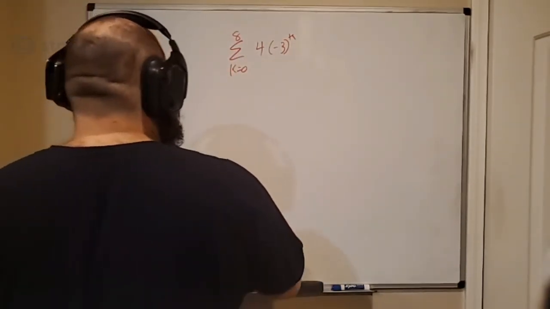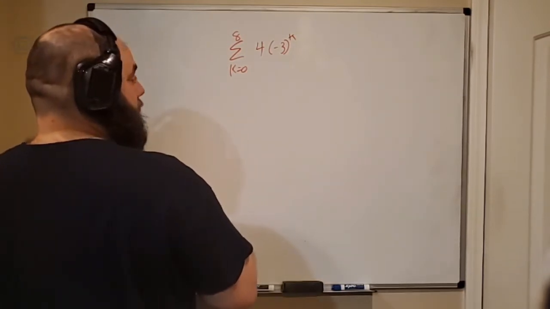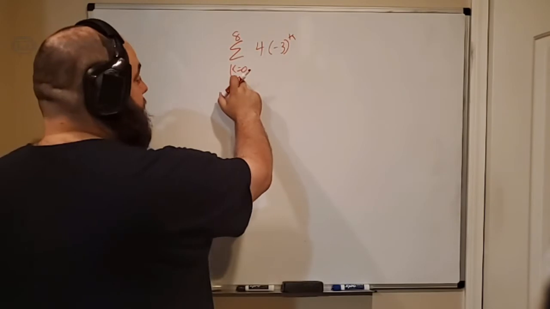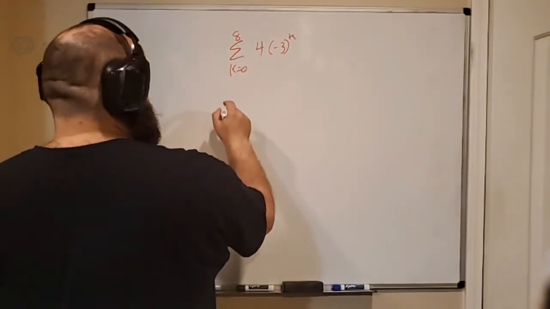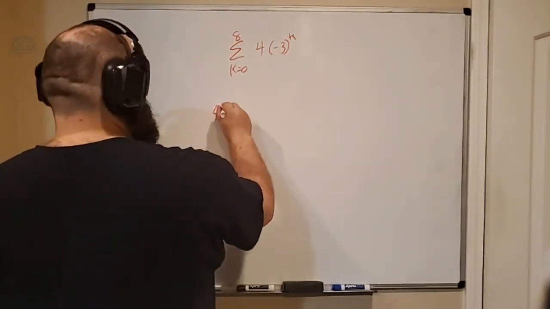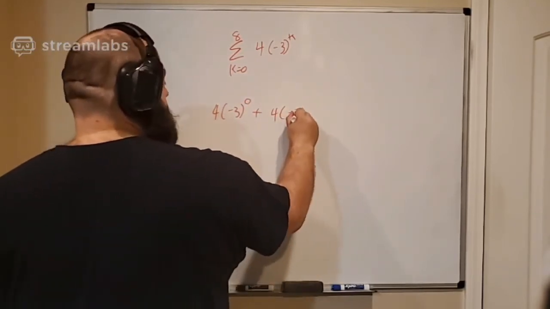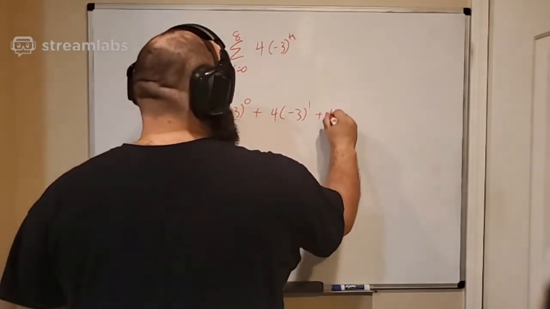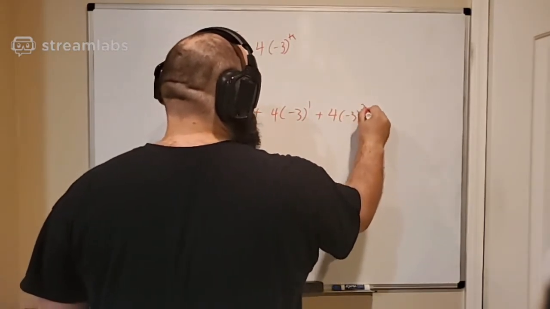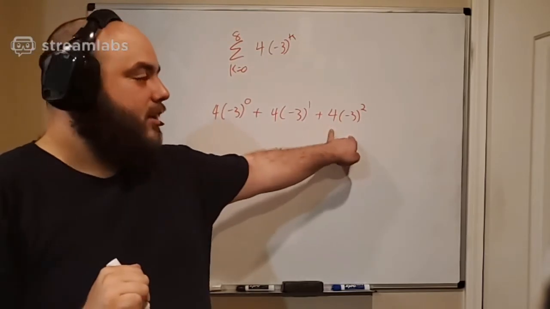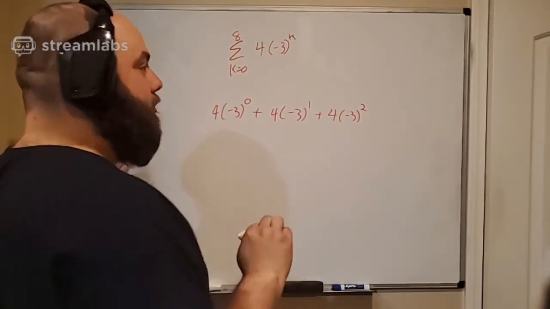So I'm starting at k equals 0, which is different than what we normally have, so you do again have to be careful. So the first term will be 4 times negative 3 to the 0. The next term will be 4 times negative 3 to the first, and then 4 times negative 3 to the second. So we have to ask ourselves, in between each successive term, am I adding something? Am I multiplying by something? What am I doing?